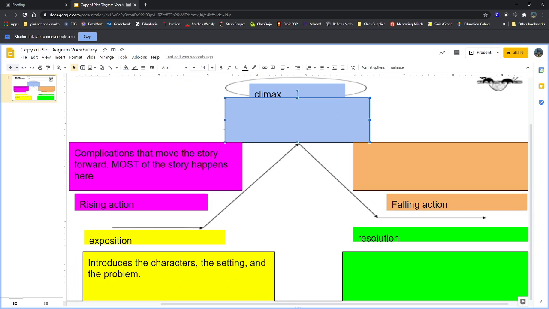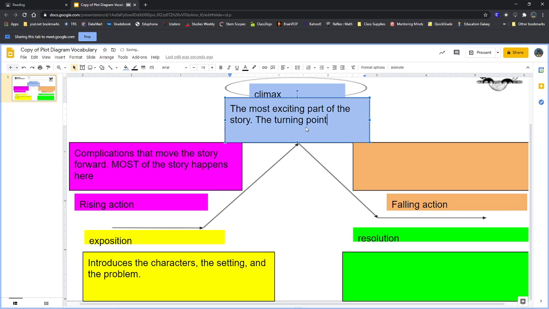After the exposition and after the rising action, then you come to the climax. Climax, the easiest way to explain it, is the most exciting part of the story. Sometimes people call it the turning point, so I'm going to put that in there as well. The turning point. That's where everything starts to change.